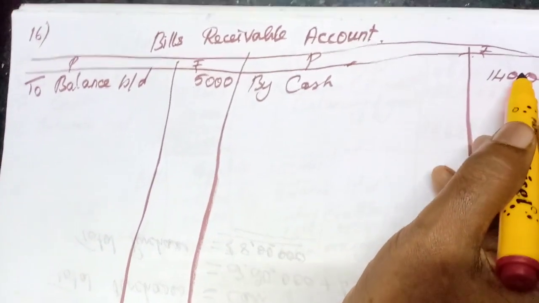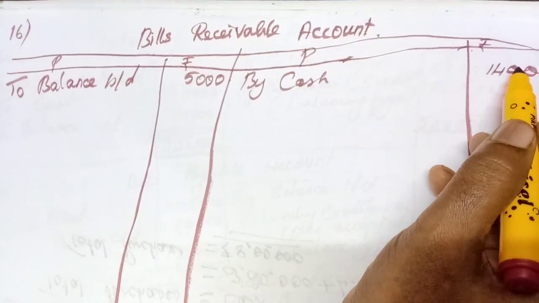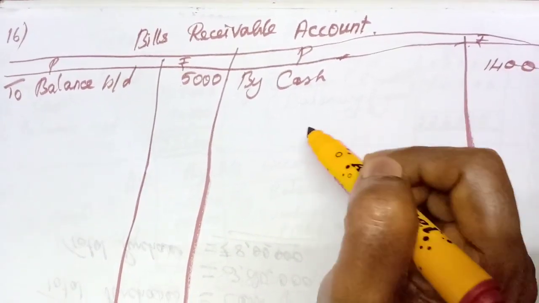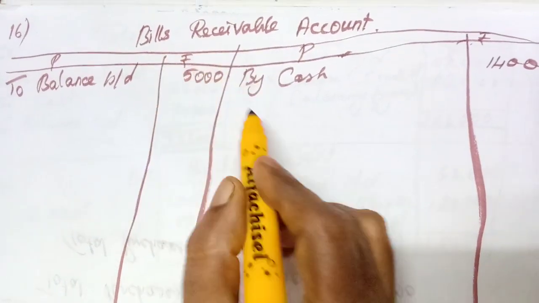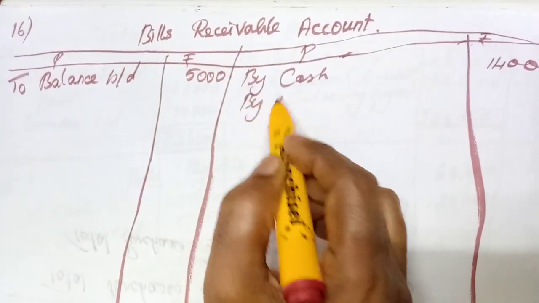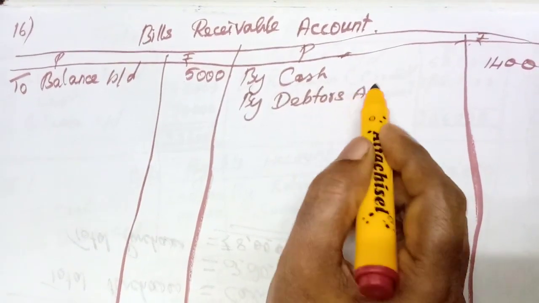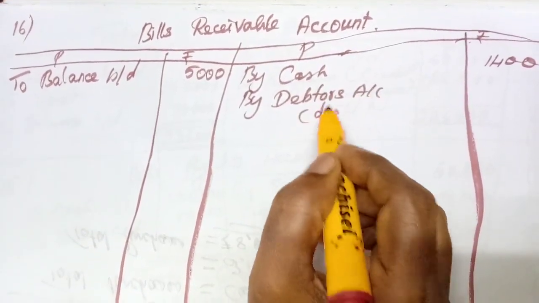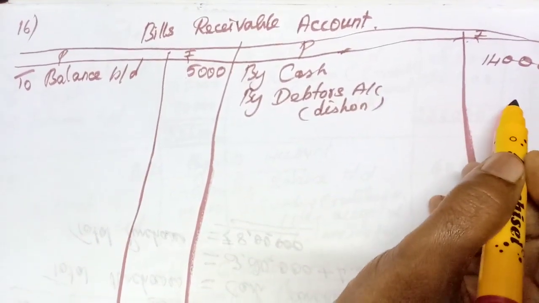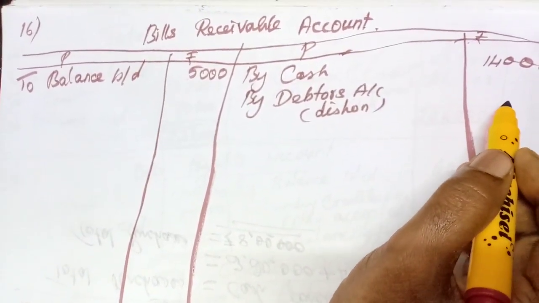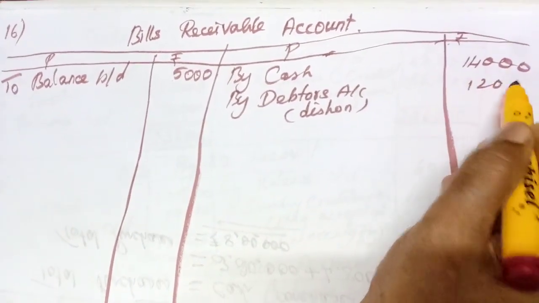Then next one bills receivable dishonored. For bills receivable dishonored, what is the entry? Again we have to debit the debtors account to bills receivable. So by debtors. This entry will be appearing in the total debtors account. So we can write dishonored bills. So what is the amount? Bills receivable dishonored 1,200.